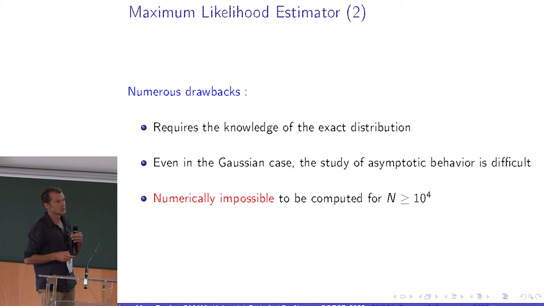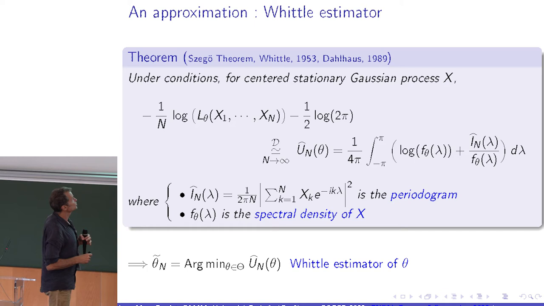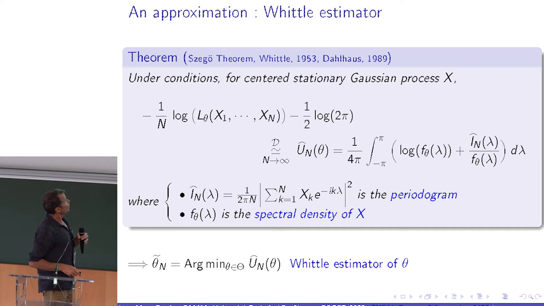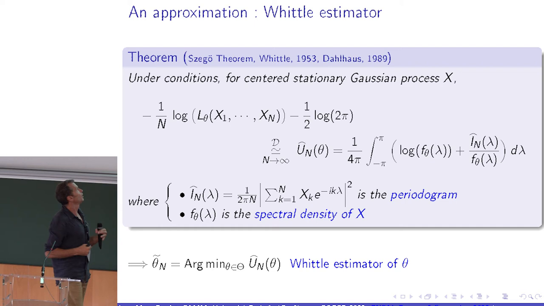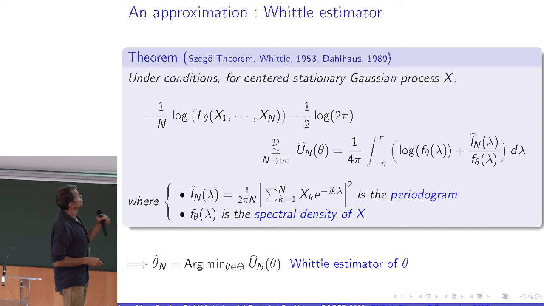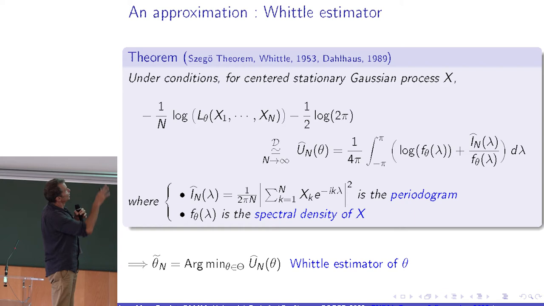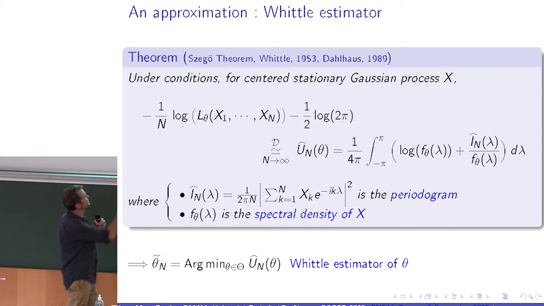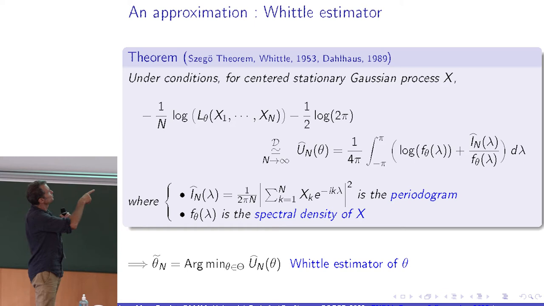So, a way for improving such an estimation procedure is to use a Whittle approximation. It is basically a theorem that says that if you consider a Gaussian centered stationary process, you could approximate, when n goes to infinity, the renormalized log likelihood by a contrast, which I call U_n, defined in this way, using this integral and using also the spectral density and not exactly an estimation of the spectral density, but close to it, the periodogram, which is defined here and which is a quadratic form of the process and which appears in this integral.